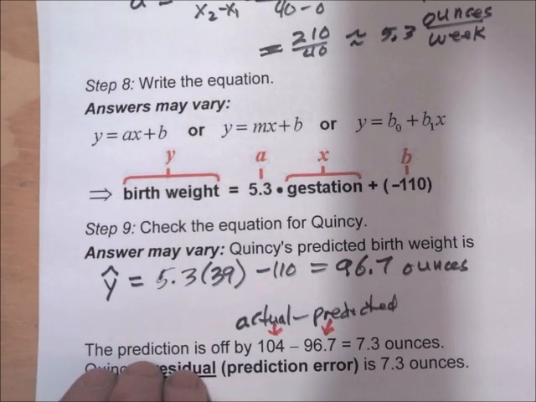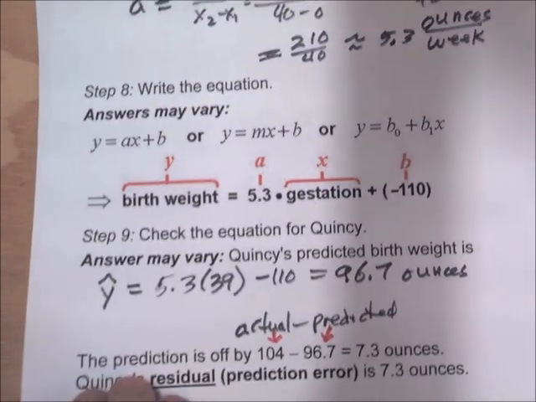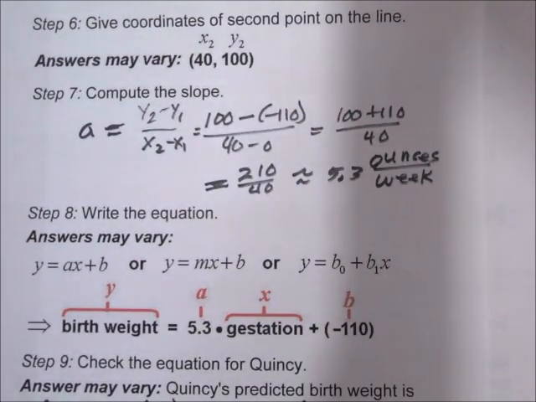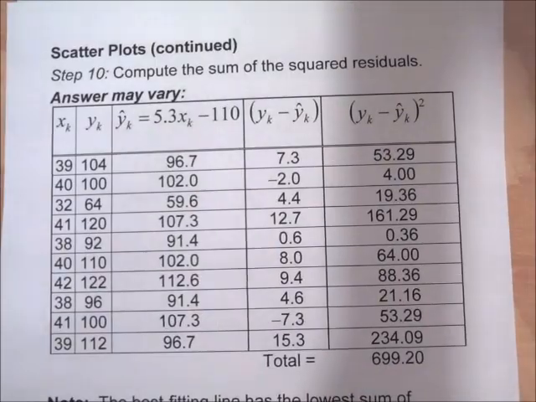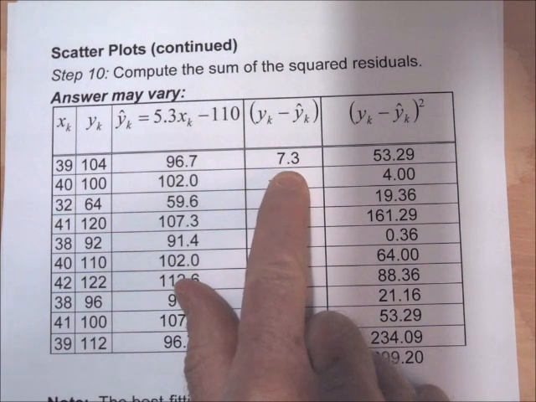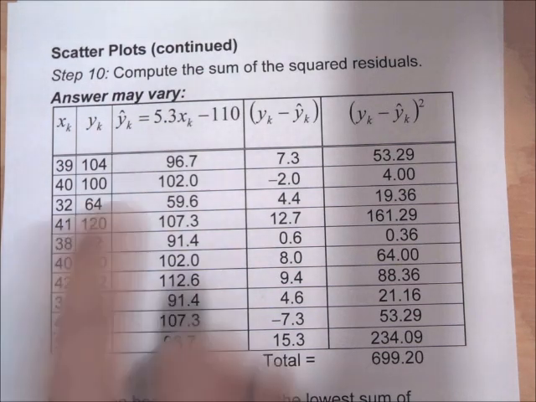Later we'll do this with the more precise numbers, using the formulas rather than the graph, and we'll get a better prediction. This is a closer prediction. But anyway, we can compute the residual for each baby. So for Quincy we predicted, and our residual, or prediction error, was off by 7.3.